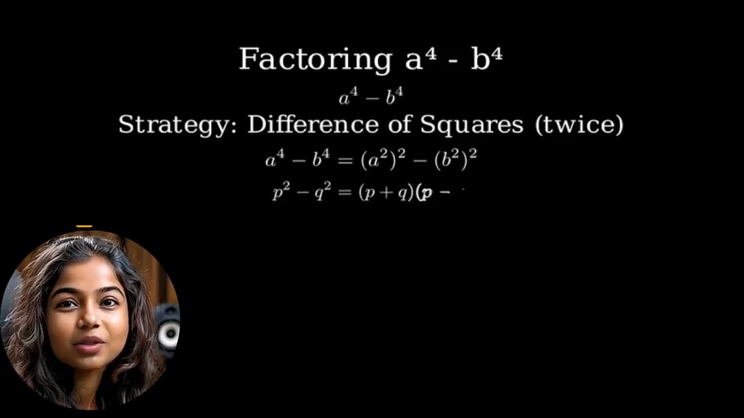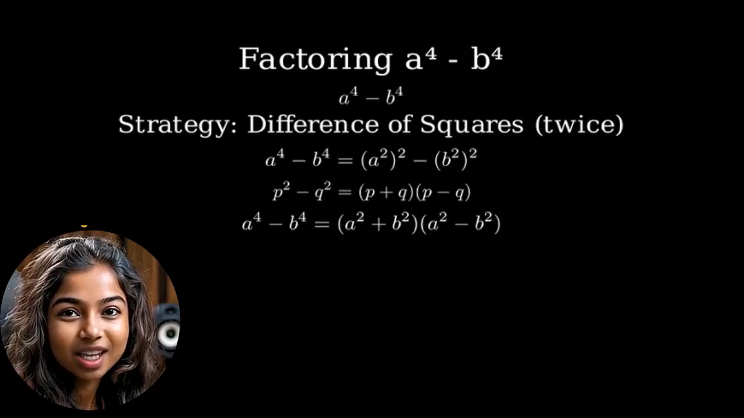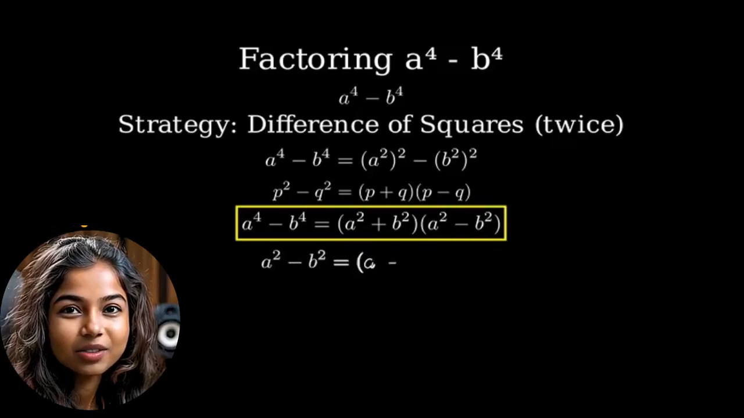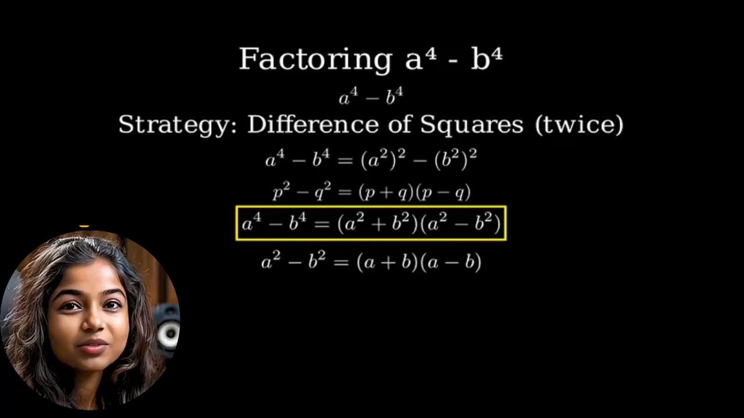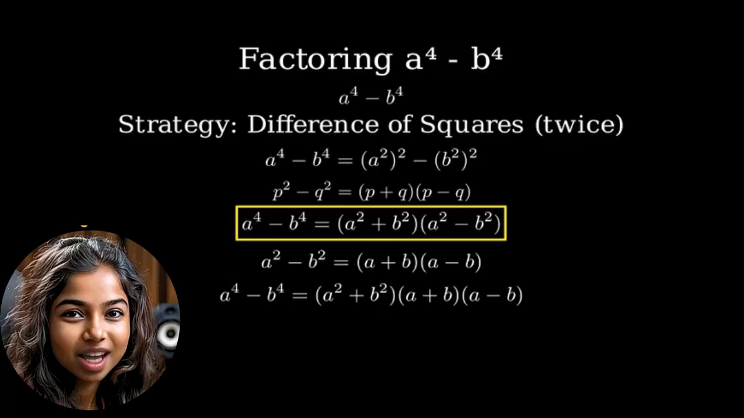Now, use the difference of squares formula. P squared minus Q squared equals P plus Q times P minus Q. Here, P equals a squared and Q equals b squared. Notice a squared minus b squared is also a difference of squares. We can factor this further. Substituting this back, we get the complete factorization. a squared plus b squared times a plus b times a minus b.